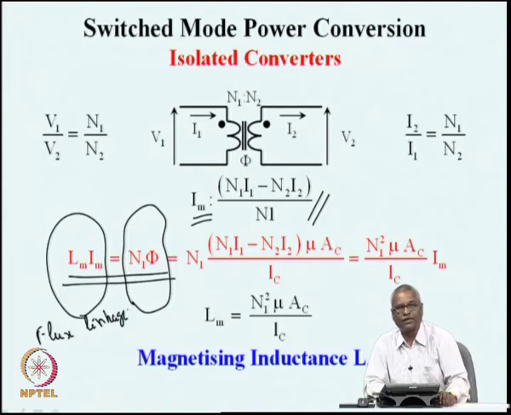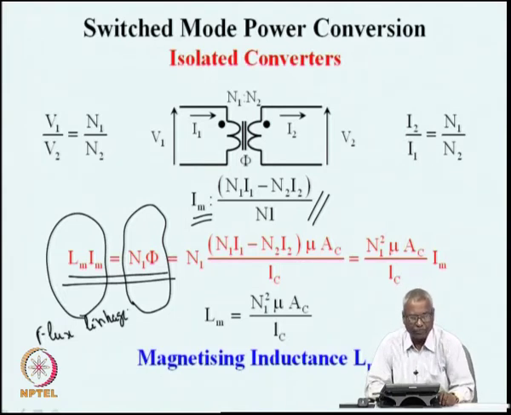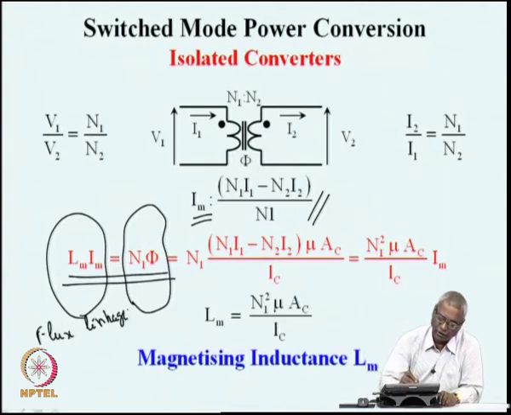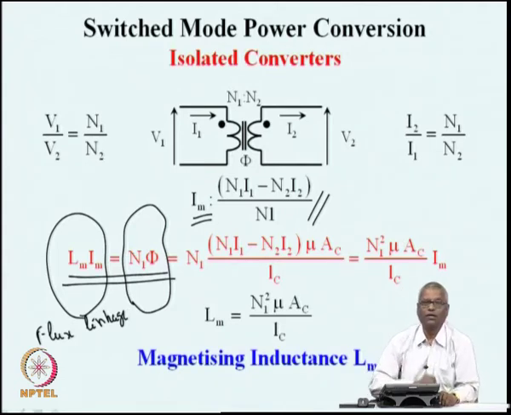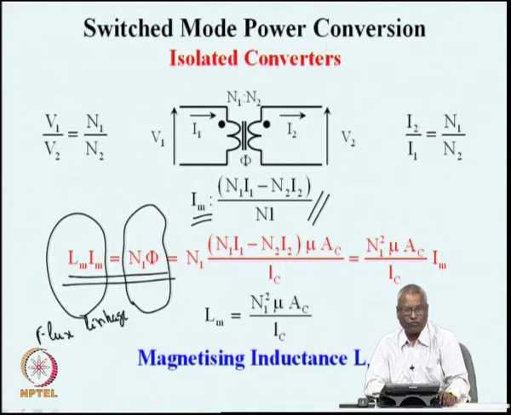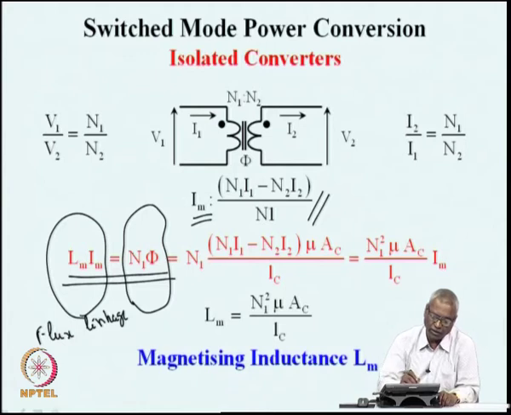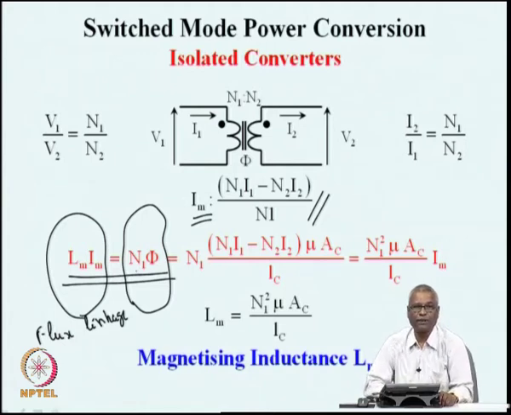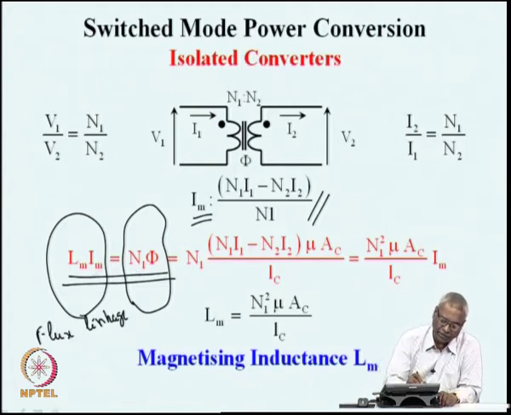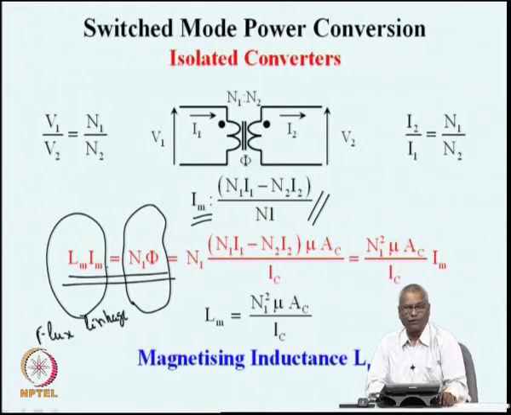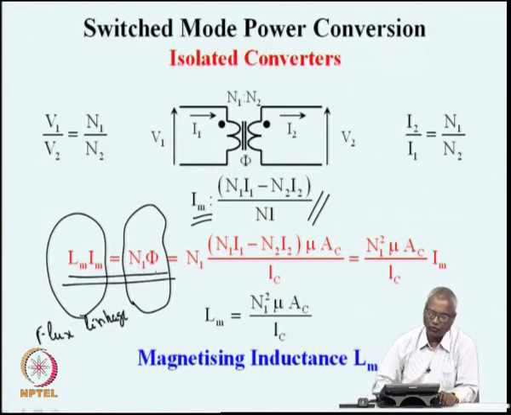The magnetizing inductance Lm multiplied by the magnetizing current Im is the flux linkage in the core, and it is also the same as N1 into phi, which is the flux linkage in the core multiplied by the number of turns in the primary. Here we have taken Im as the magnetizing current referred to the primary, and it will be equal to N1 phi.